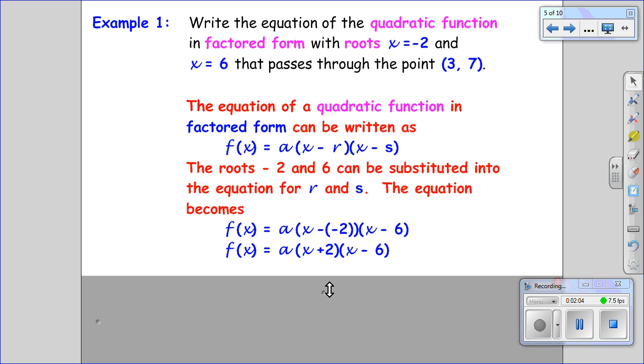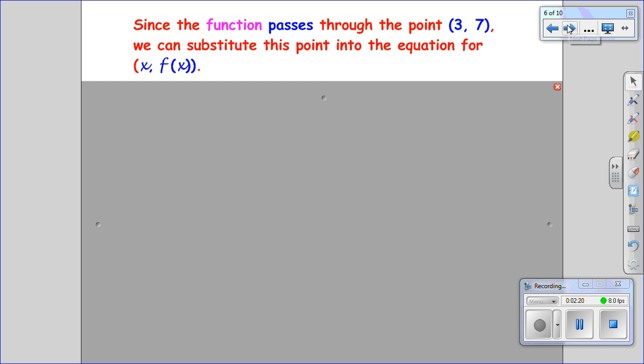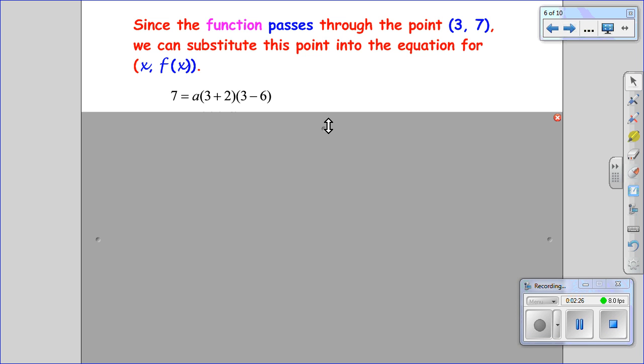Now you'll notice that I've got an a value in front. I always have to think about the value of a because I don't know if I have a vertical stretch. Am I expanding? Am I compressing? Or is it just the same, or is it congruent to the parent function y equals x squared? Since it goes through the point (3, 7), I can substitute that into the equation to solve for the value of a, or the vertical stretch factor.